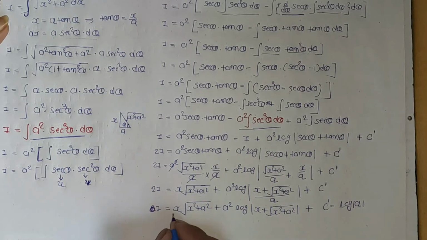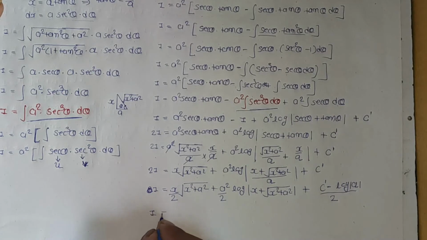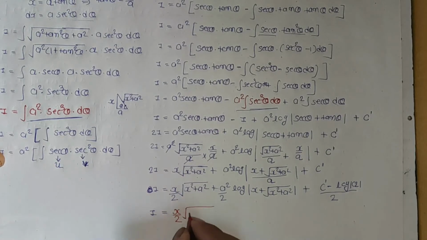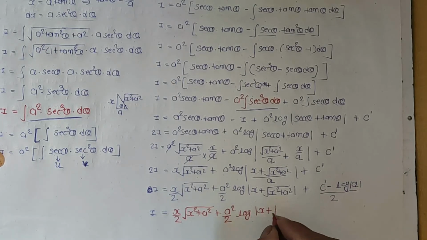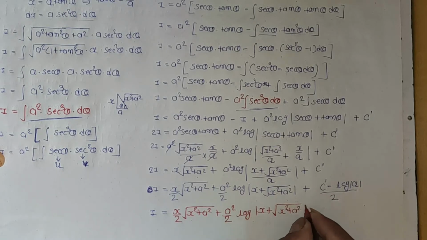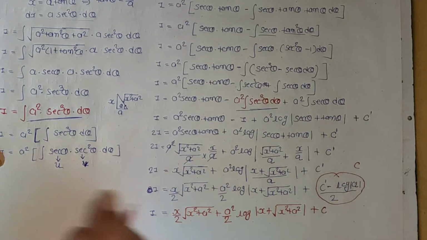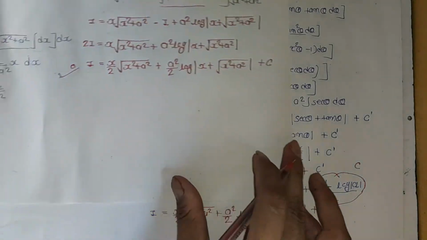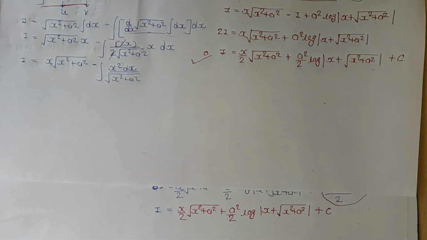Now I equals x by 2 square root of x square plus a square, plus a square by 2 and this constant by 2. Final answer: I is x by 2 square root of x square plus a square plus a square by 2 log mod x plus square root of x square plus a square, and this new constant we name as c. Look, this one and this one are exactly the same answer.